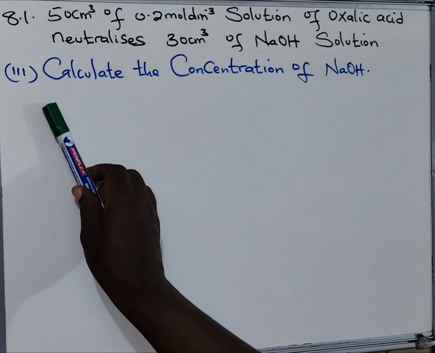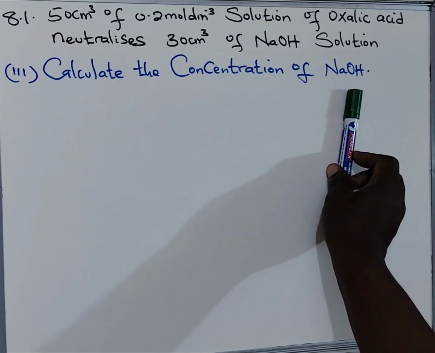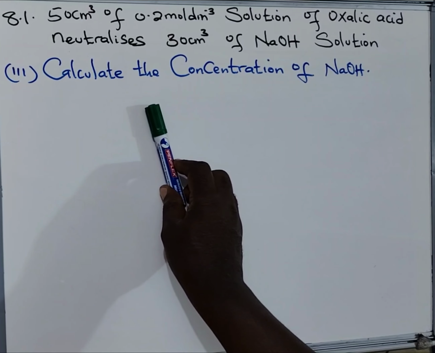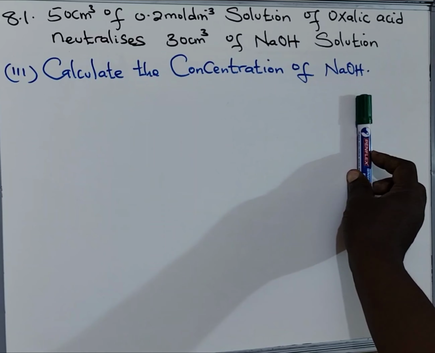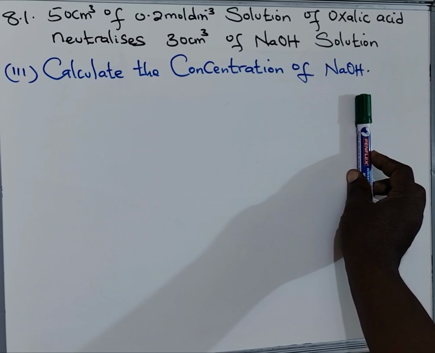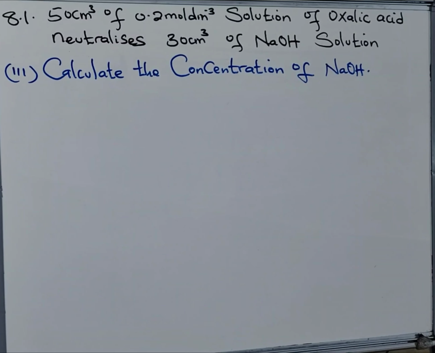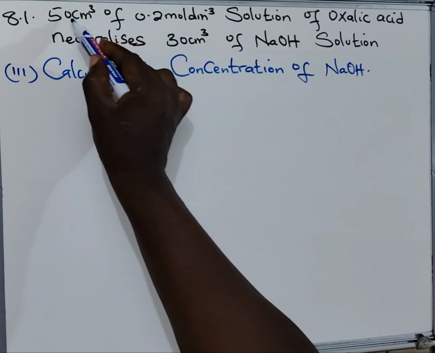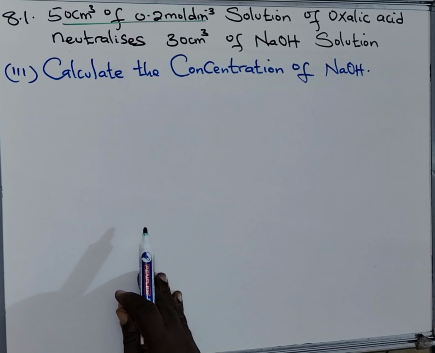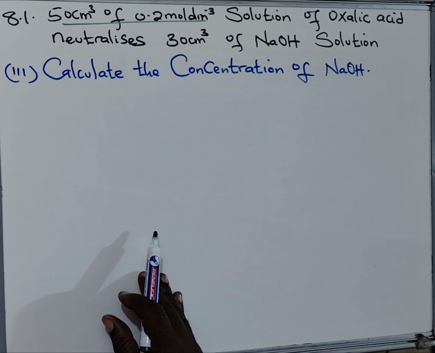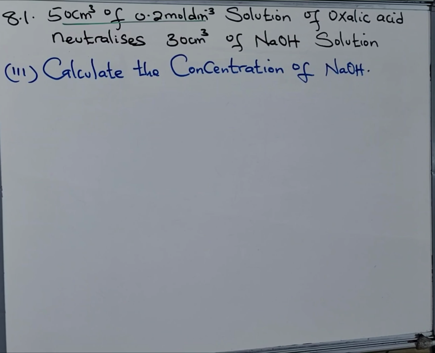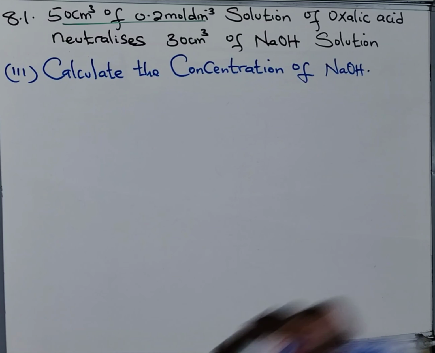Then comes this question. It says, calculate the concentration of sodium hydroxide. How do we go about that? This is how we analyze the question. You look at our standard. This is what we know about the standard, which is oxalic acid. And what do we do about the standard? We calculate the number of moles of the standard solution which is reacting.